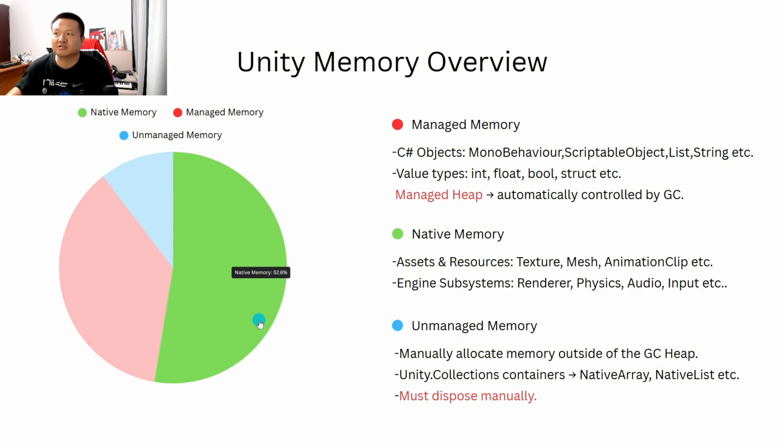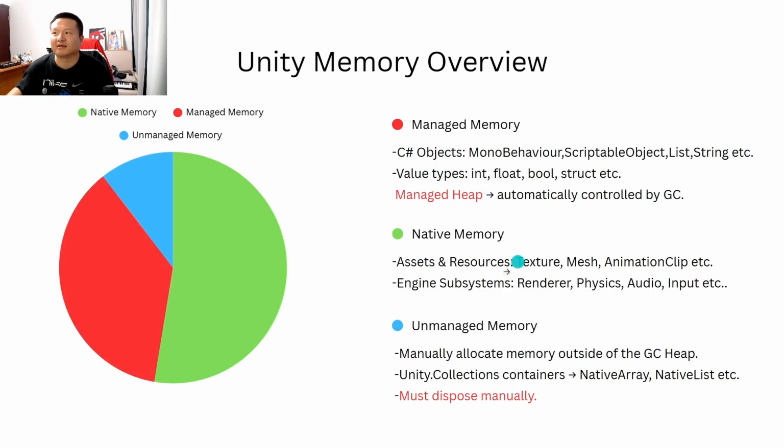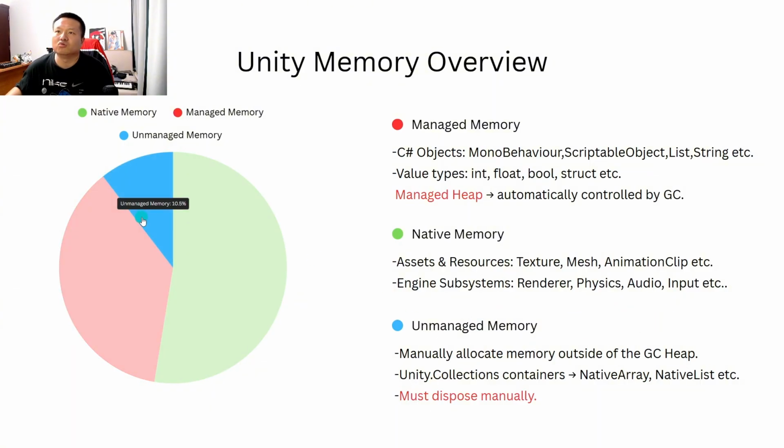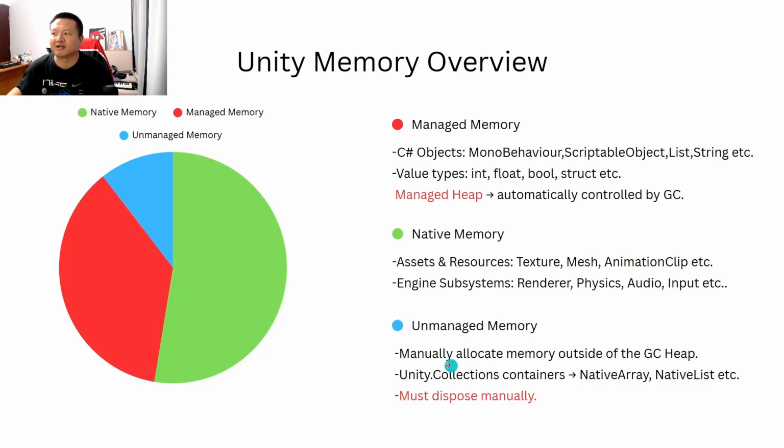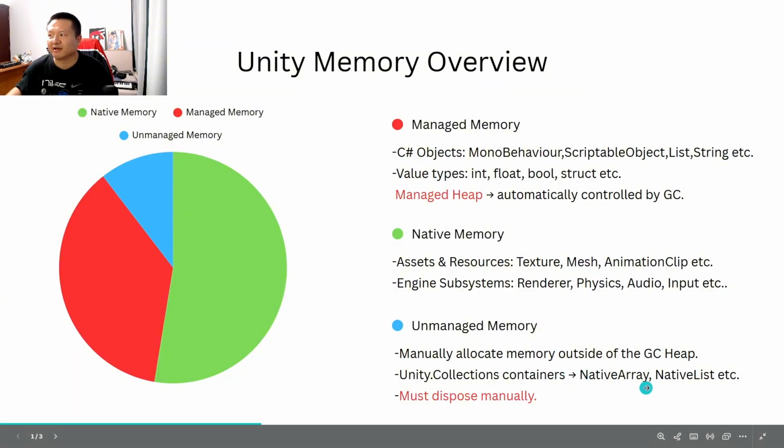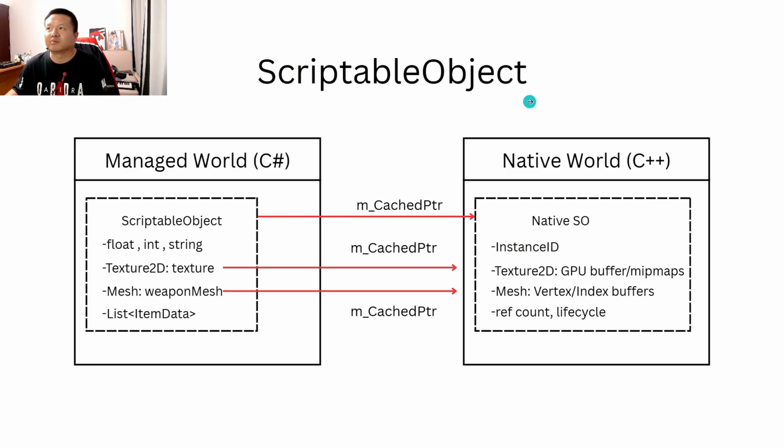And the green part represents the native memory and is controlled by the Unity engine's C++ side. It stores all the assets and resources, texture, mesh, animation clip, and also the subsystems like renderer, physics, audio input. The blue one means the unmanaged memory, which allows you to manually allocate memory by using NativeArray and NativeList inside the Unity.Collections package, but you must dispose it manually because it is outside of the garbage collection heap. Let's zoom into the ScriptableObject.